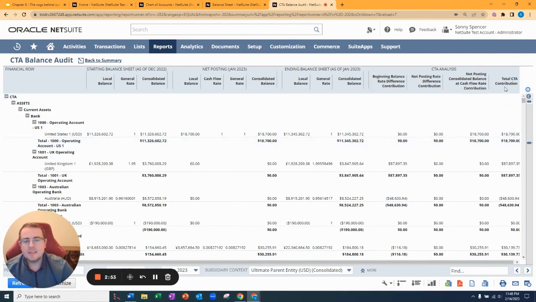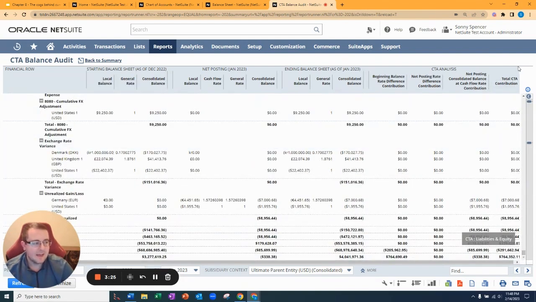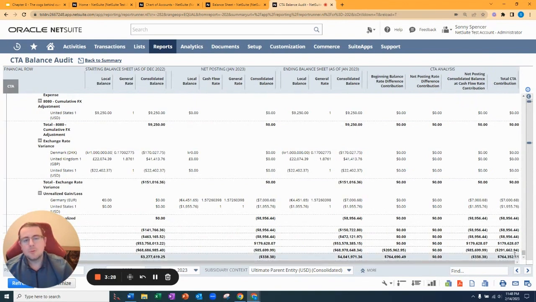Finally, the total CTA contribution is simply the addition of this column, and this column. So we take our beginning balance rate difference, we add to that our net posting rate difference, we add to that our net posting for the consolidated balance at the cash flow rate to arrive at the total CTA contribution for this accounting period. In fact, if we scroll to the bottom just to validate that, we are saying that the total CTA contribution for this accounting period is $764,000 US.